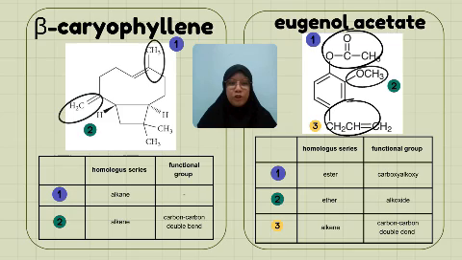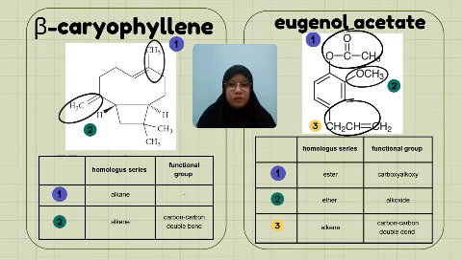Now we will be moving on to the second active compound, which is beta-caryophyllene. The first homologous series is alkane. For alkane, there is no functional group as it is a single bond. And then the second homologous series is alkene. The alkene functional group is carbon-carbon double bond.